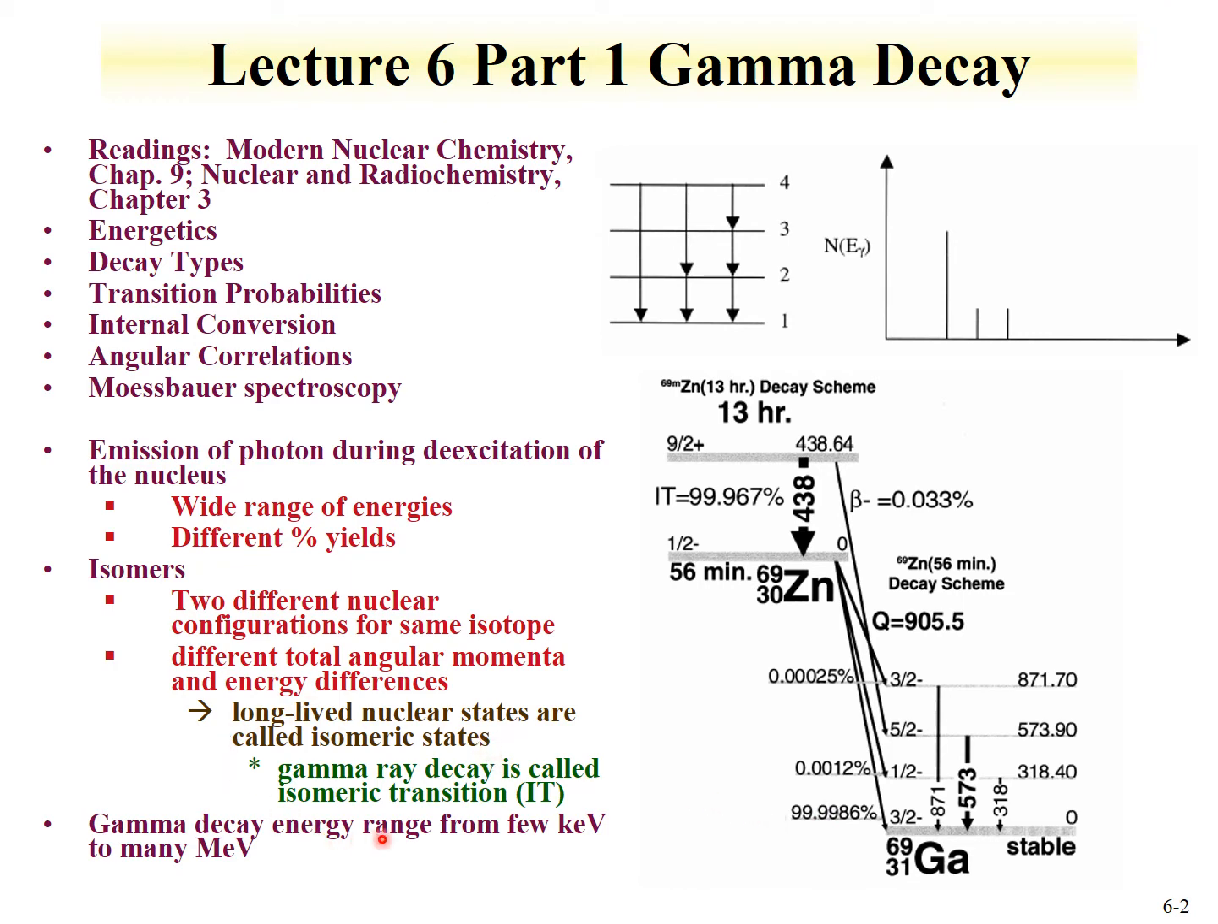And this decay from an isomeric state, or from a metastable state to the ground state, is called an isomeric transition. And gamma decay energies range from a few keV to many MeV.